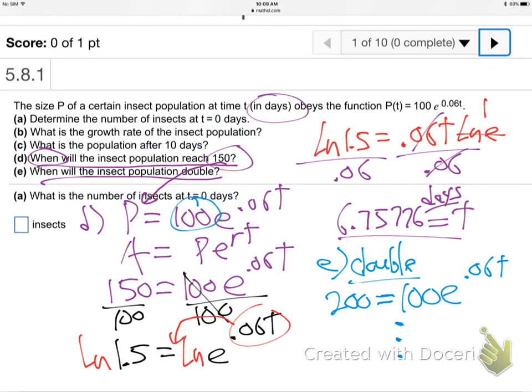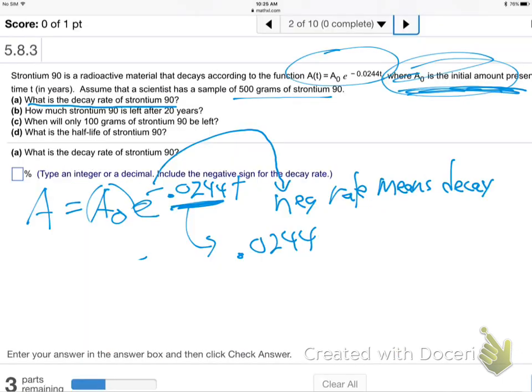This problem right here, where we had the insects. See how this was a positive 0.06 rate? That means the insects were growing. So if your rate is positive, the thing is growing. If your rate is negative, then the number is decaying. It's going away. All right. So we turn that into a percentage. 2.44%. Move that decimal 2 places. 2.44% is the answer to question A. That's the rate of decay.